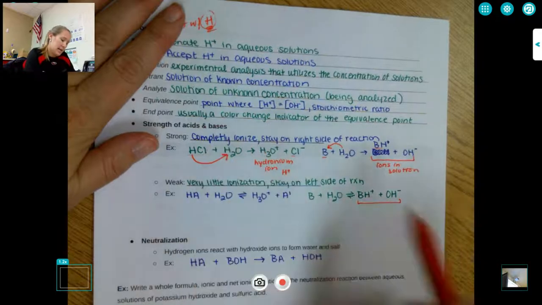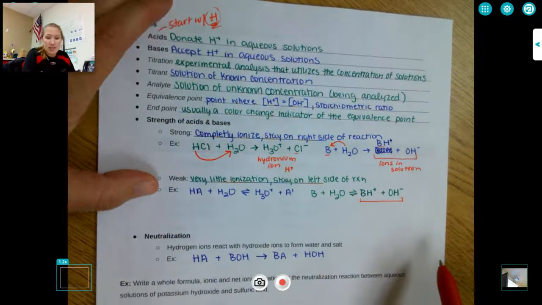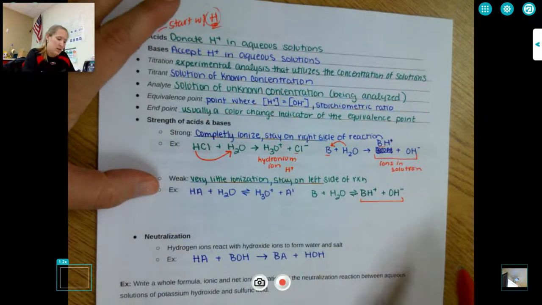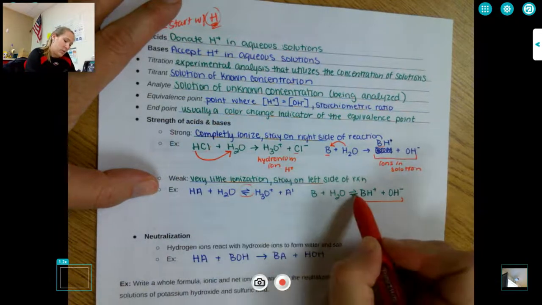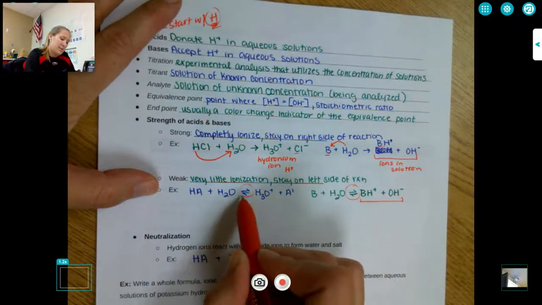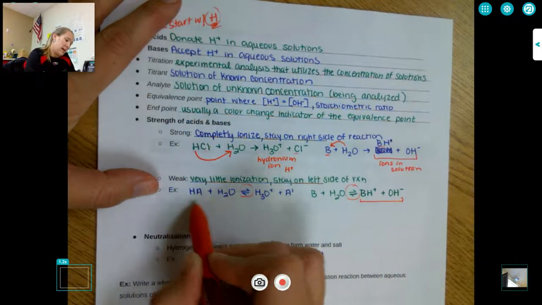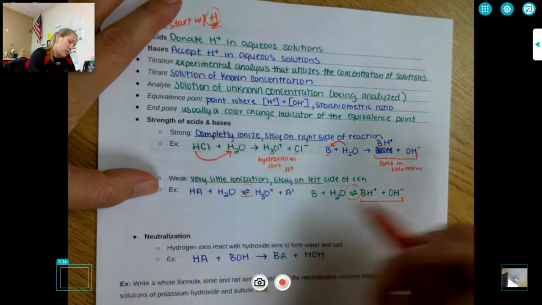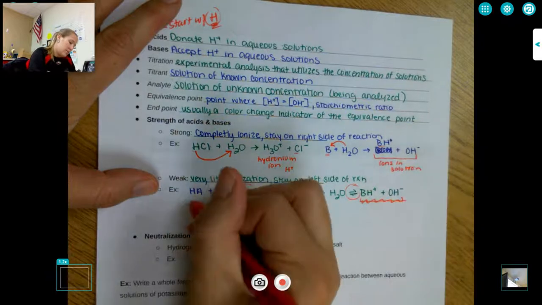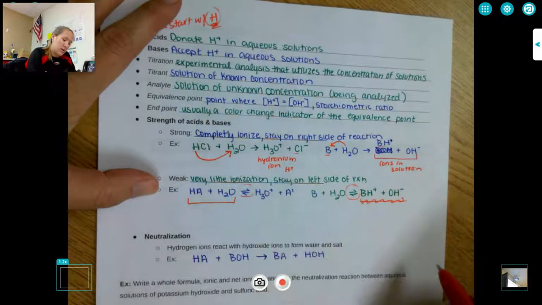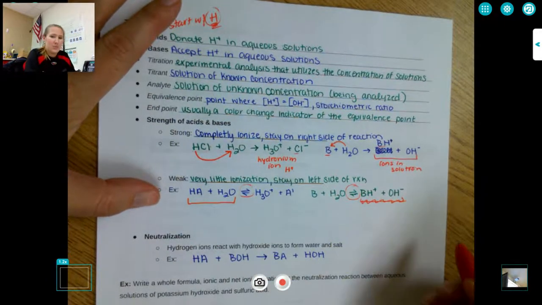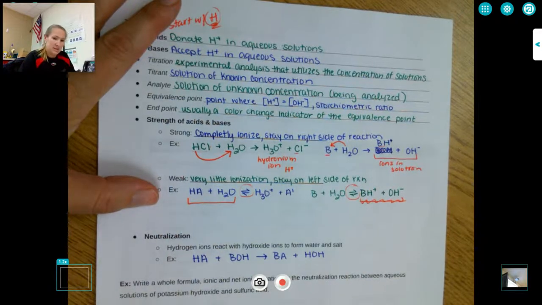Strong ones completely ionize. If it's weak, there's very little ionization. And so we have this double arrow here. And that double arrow means that, well, some of it's going to break apart into ions, but a whole lot of it's going to stay over here on the left side of my equation. That's where I'm going to hang out, because not much of it actually ionizes.